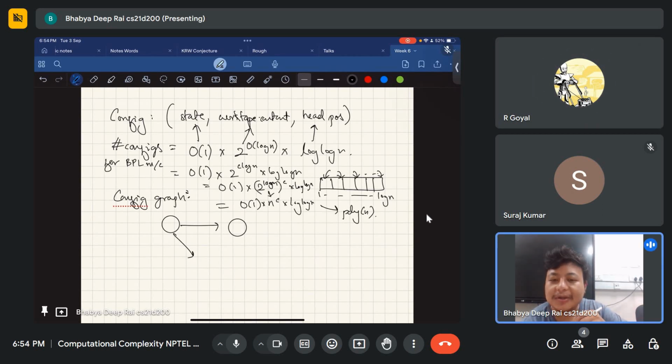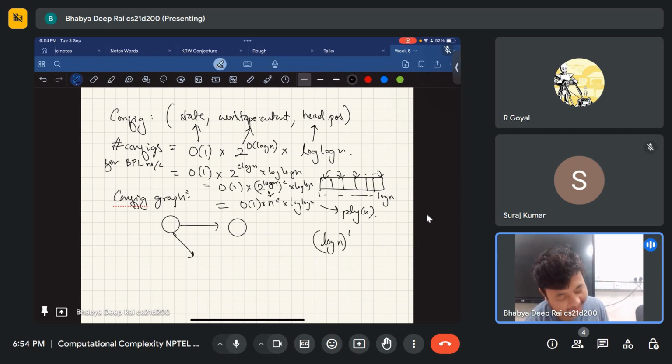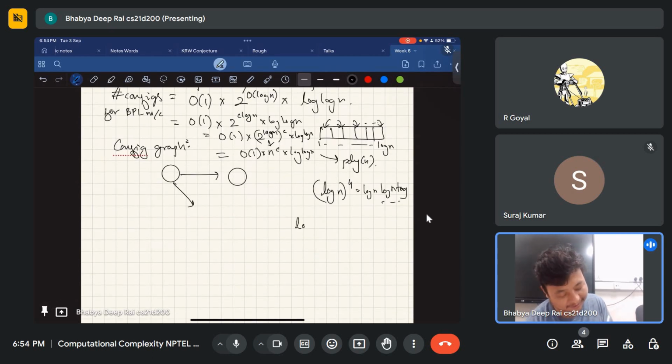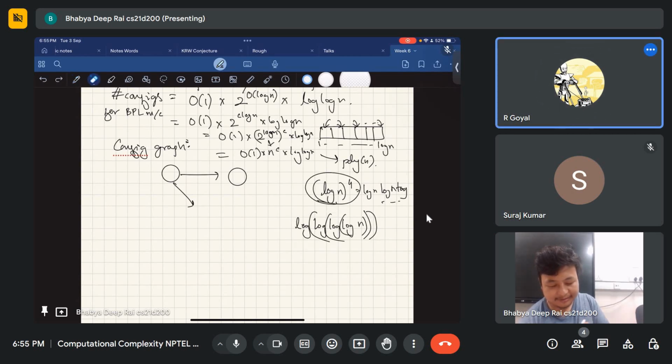So log n raised to the power 4 is log n times log n and so on, 4 times. But what we are saying is: first you compute this, then you perform log of this, then you perform log of this. This is smaller than log n. Getting it?